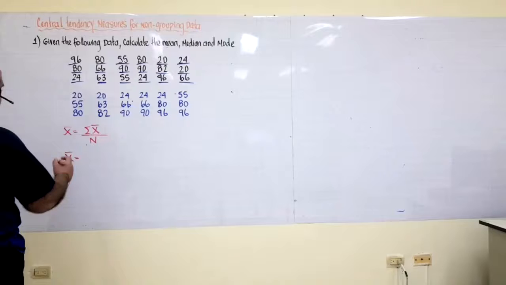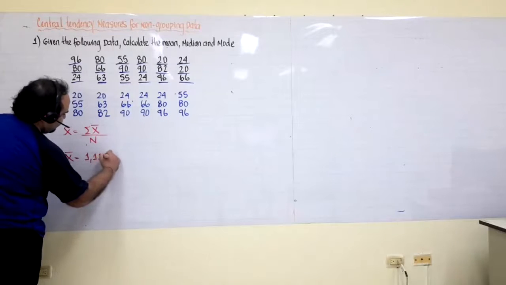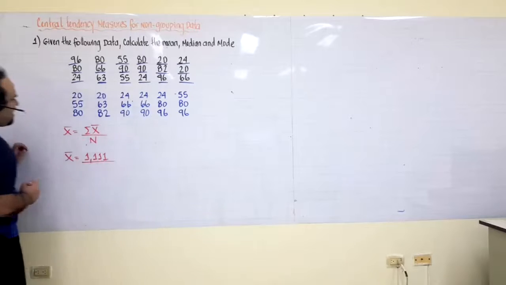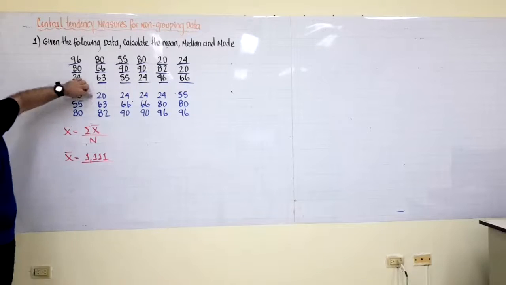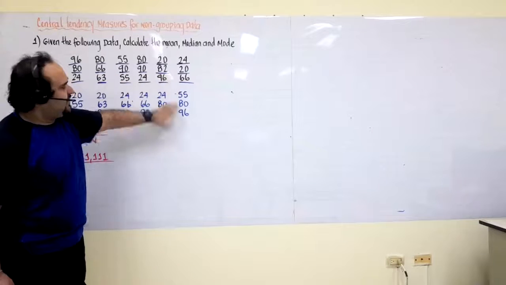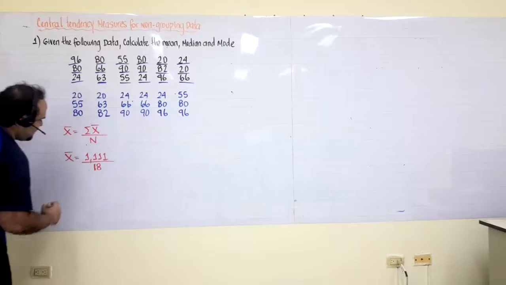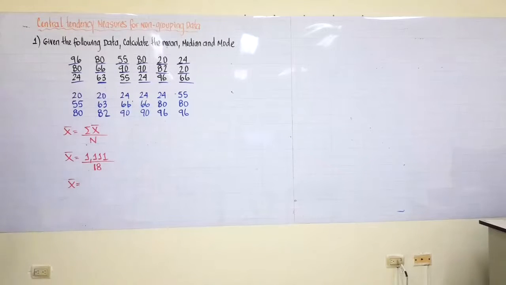1,111 divided by how many data do we have? How many numbers do we have here? 1, 2, 3, 4, 5, 6... 18 numbers. So the arithmetic mean will be 1,111 divided by 18. What will be the result?